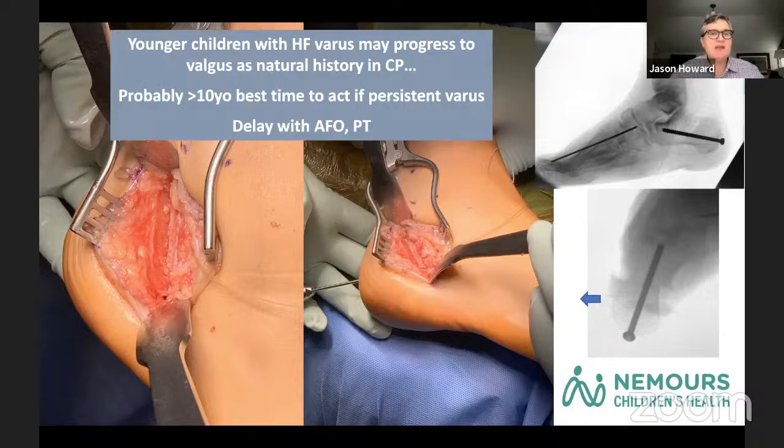Younger children with hindfoot varus may progress to valgus, so you have to be careful about that. You certainly don't want to do these type of procedures in young children with diplegia. You probably want to wait until they're at least 10 years of age to see if there's persistent varus, which needs treatment. In the meantime, you can help augment their function or delay the need for surgery using bracing or some physical therapy.